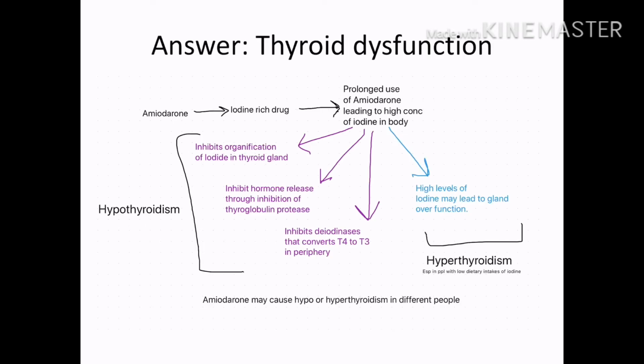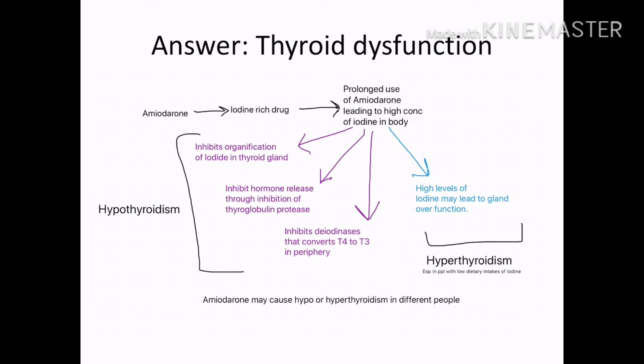Now, amiodarone is an iodine-rich drug. Prolonged use of amiodarone leads to high concentration of iodine in the body. Now, that can have two types of effects. High levels of iodine in the body inhibit organification of iodide in the thyroid gland. It inhibits hormone release through inhibition of thyroglobulin protease, and it inhibits deiodinase that converts T4 to T3 in the periphery. So these effects of excessive iodine can lead to hypothyroidism.